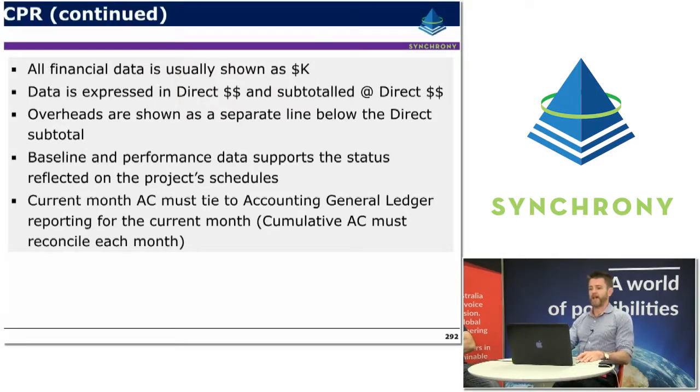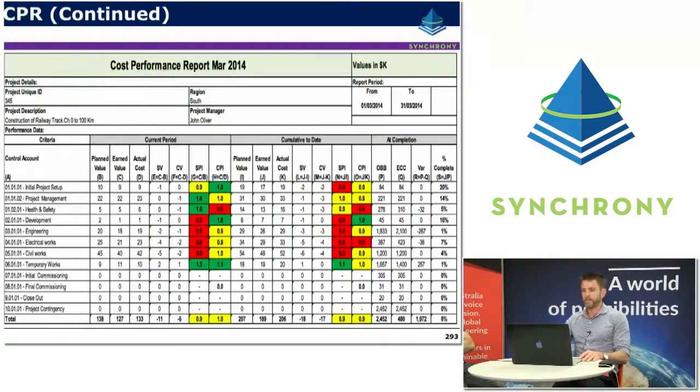And the current month actual costs should align with and tie into the accounting general ledger for the current month. Cumulative actual costs should reconcile every month. So here's an example of what a typical cost performance report looks like.